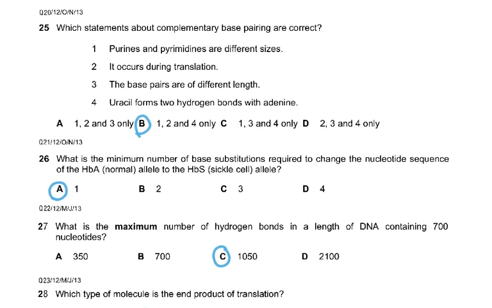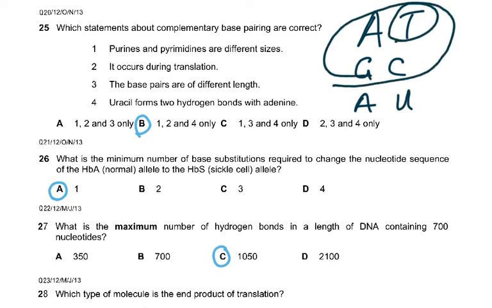Which statements about complementary base pairing are correct? Purines and pyrimidines are different sizes. It occurs during translation. The base pairs are of different length. Uracil forms two hydrogen bonds with adenine. No, it's ATGC. And if it's RNA, then it's AU. This T is missing. So this is only in DNA and this is in RNA. I always say to remember it as government college, university government college.